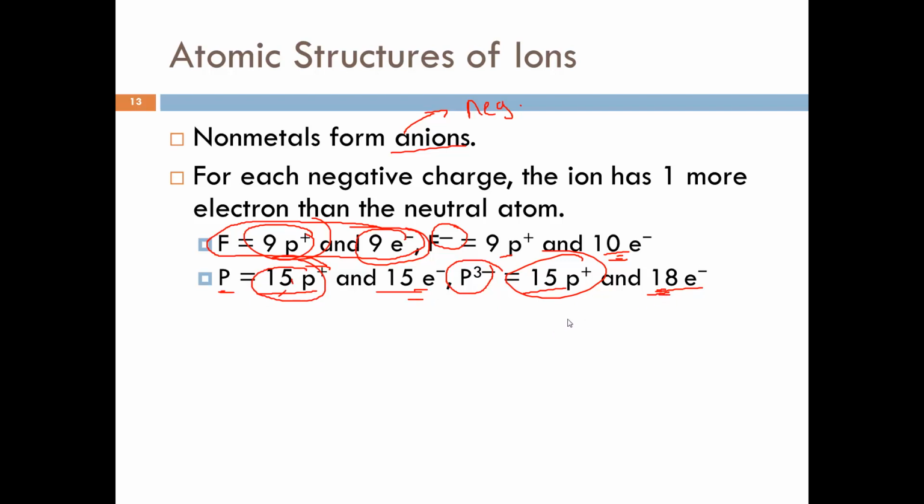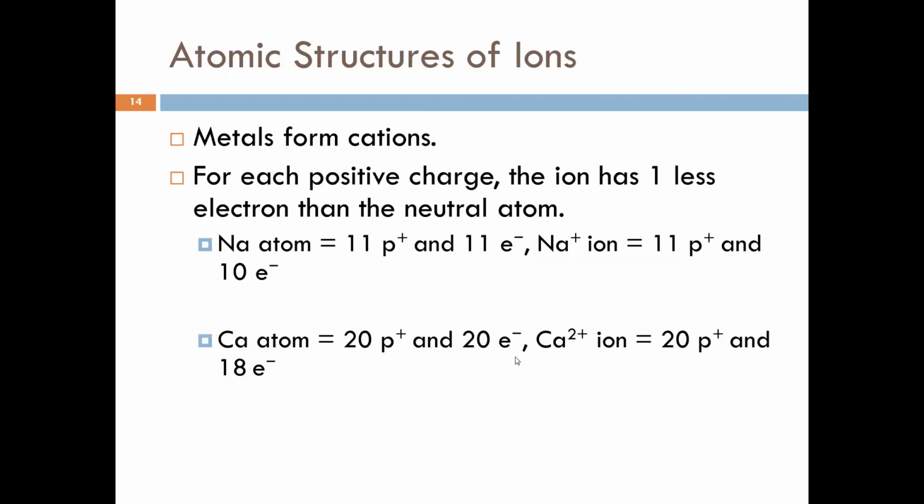Metals, however, form cations, meaning they become positive. For each positive charge, the ion has one less electron. It lost 1 electron. So, originally sodium has 11 protons and 11 electrons. When it's a +1 charge, notice it has 11 protons still, but now it only has 10 electrons. The calcium atom usually has 20 and 20. The 20 protons remain the same, but in a +2 ion, it has 18 electrons.